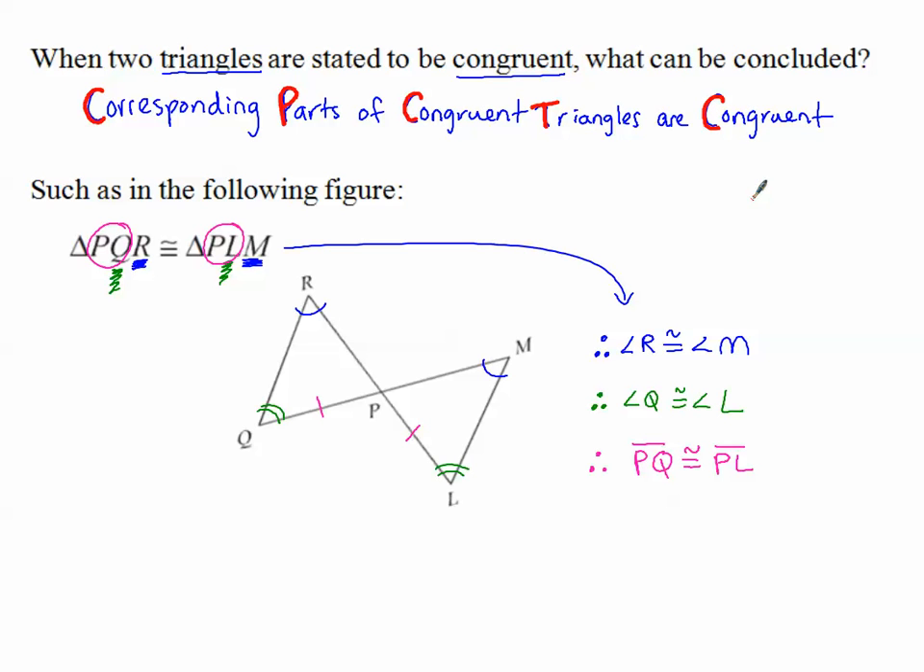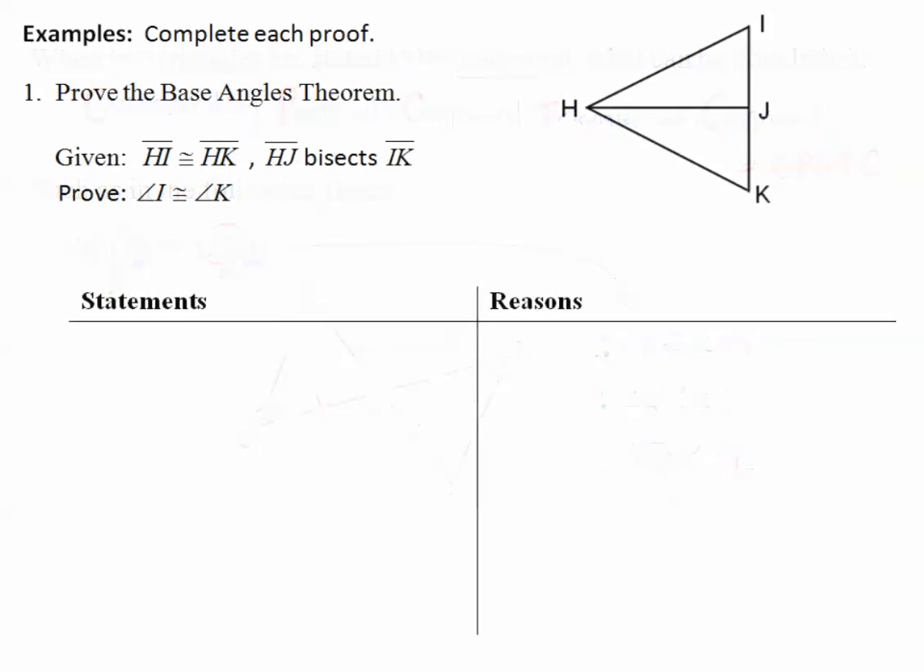Now we like to abbreviate this CPCTC for short, but ultimately you really do need to understand what these letters stand for. Corresponding parts of congruent triangles are congruent. Memorize this. Let's take a look at how we can use this.